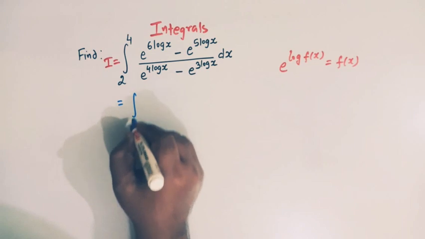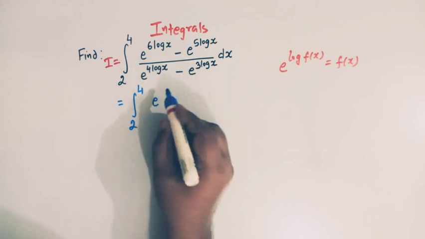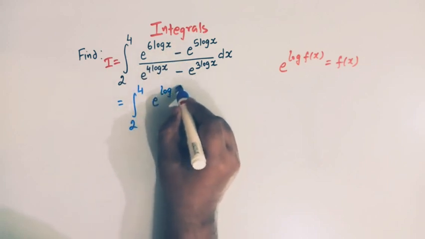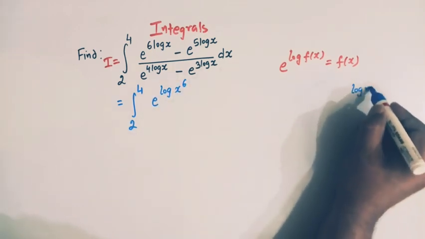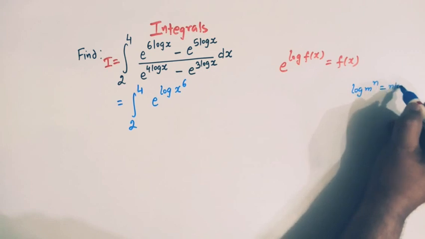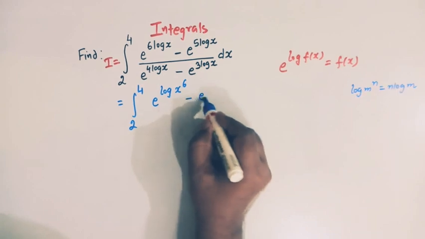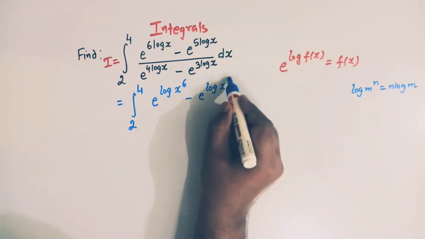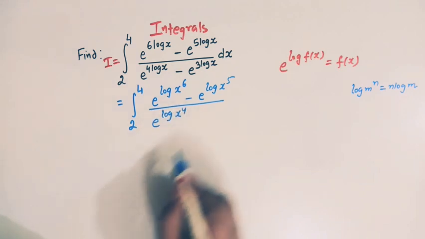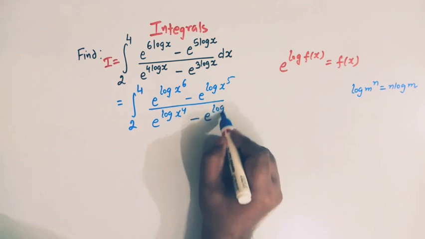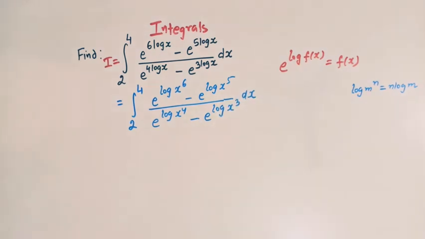So now we can write the integral from 2 to 4, and e raised to 6 log x can be written as e raised to log of x raised to 6, right? Because we know that log m raised to n is equal to n log m, right? Similarly, these three terms can be written as e raised to log x raised to 5, then e raised to log x raised to 4, and here we have e raised to log x cube, and here we have dx.